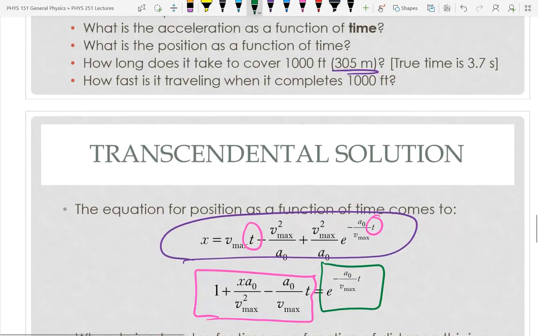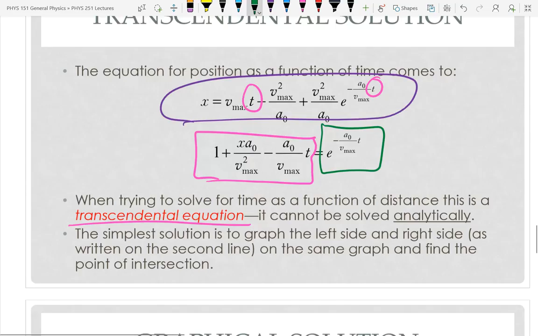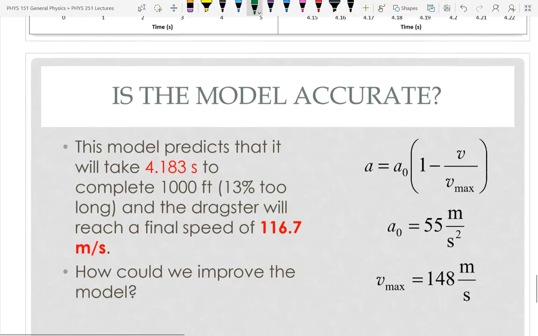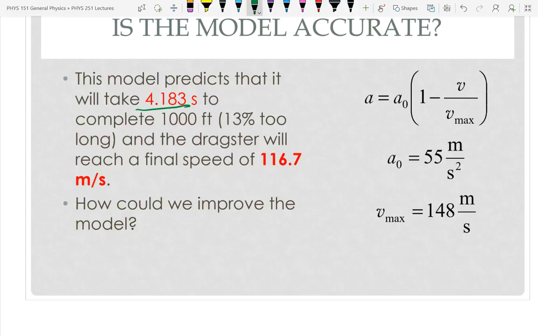So notice I set up here the true answer is 3.7 seconds. Does that look like 3.7 seconds? No. It looks like 4.184 seconds. Okay, if my line was straight, it would. So it's not the same. 4.183 is the correct answer. It's 13% too long. And it also projects to give a maximum speed of 116.7 meters per second. We were given, what's the maximum speed reached by the dragster?